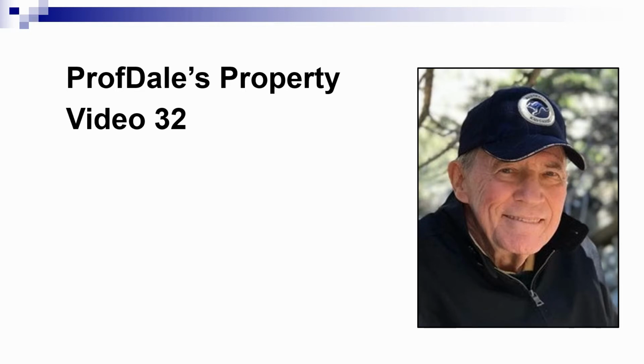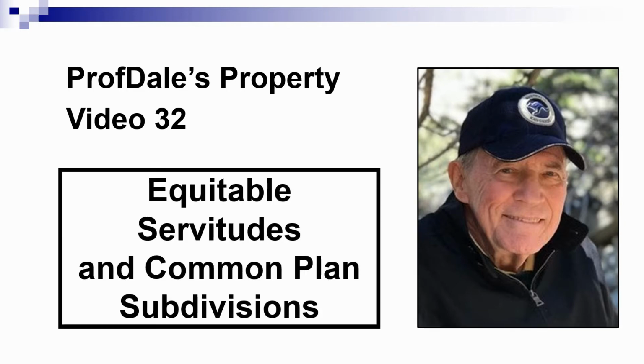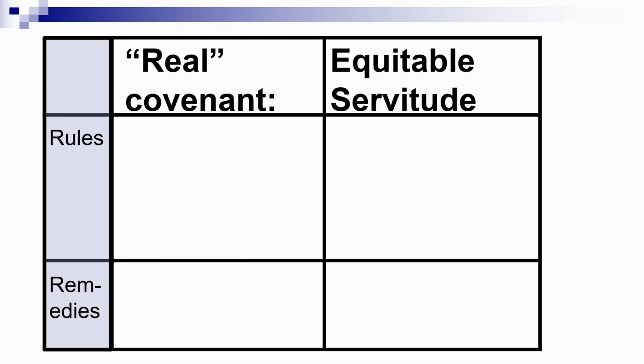In this video, we're going to cover two topics that are related to one another. The first one is equitable servitudes, and the second, which we'll take quite a bit more time on, is common plan subdivisions. Now, in our previous video, number 31, we talked about real covenants, and by a real covenant, we mean one that's generally enforced by an action at law for damages. The rules for real covenants are pretty complicated, and we covered them in the previous video.